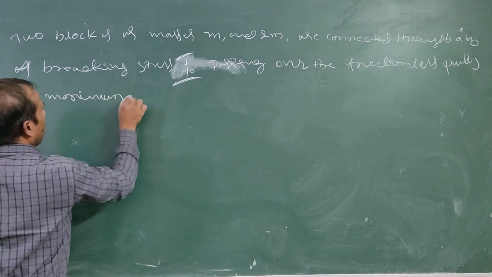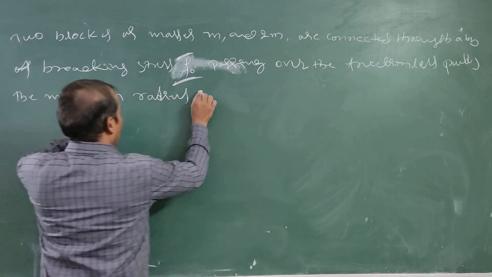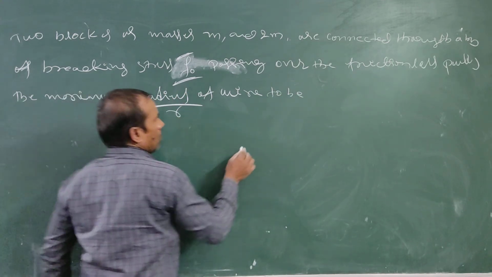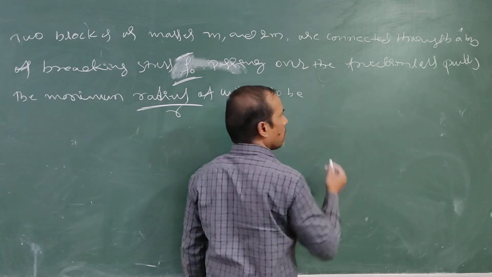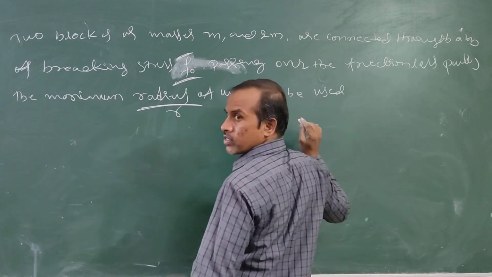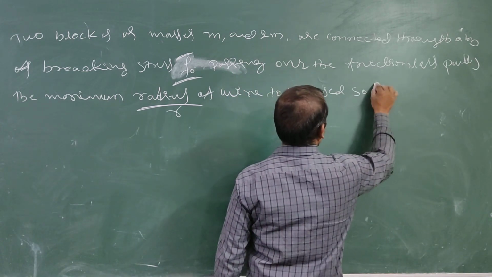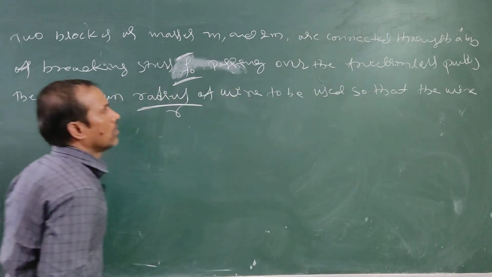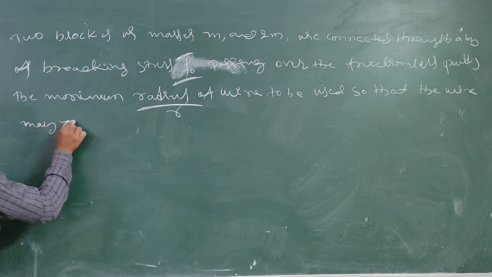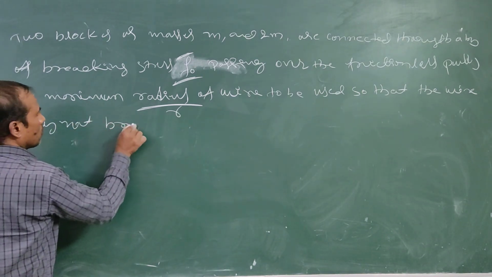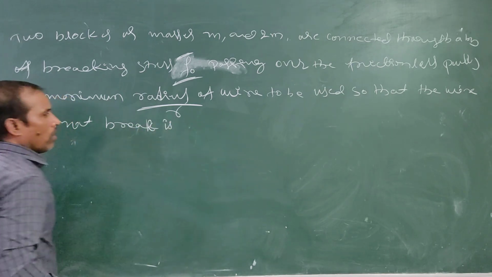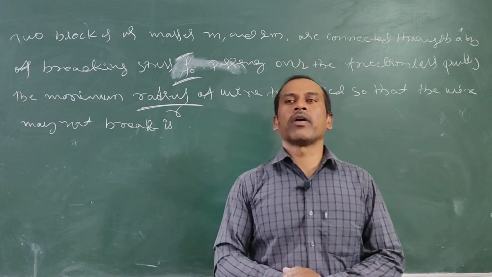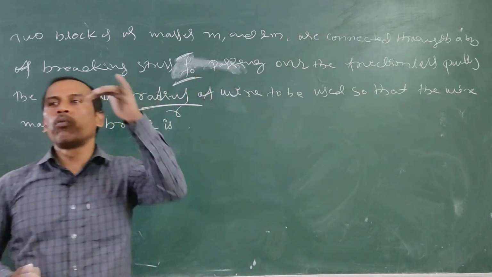Next, given the Young's modulus of the wire, find the maximum radius of wire to be used so that the wire may not break. Now according to this formula, find out the radius of the wire. First of all, two blocks are connected over a frictionless pulley.